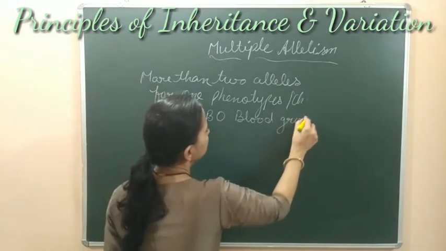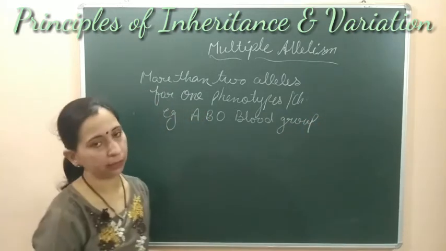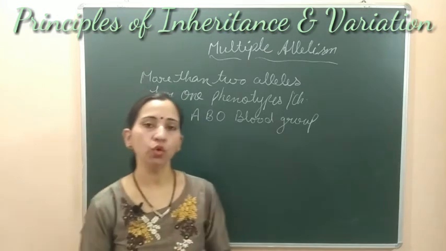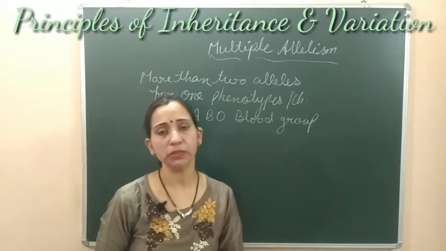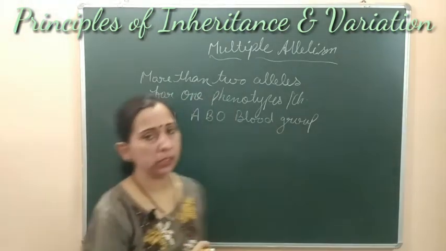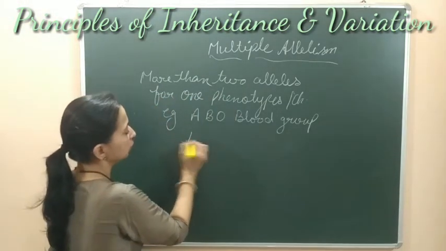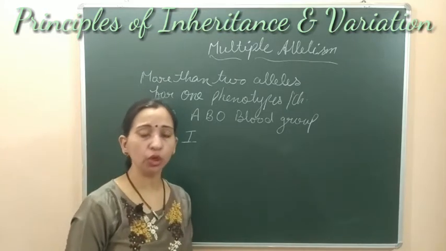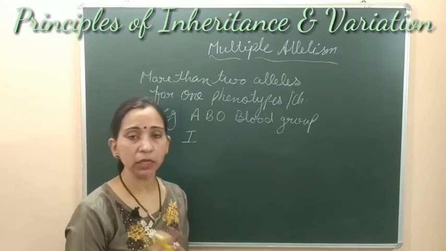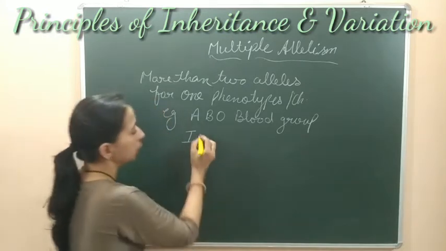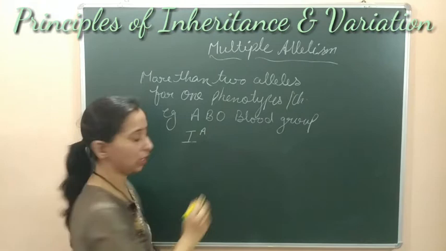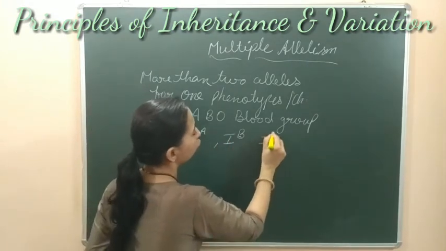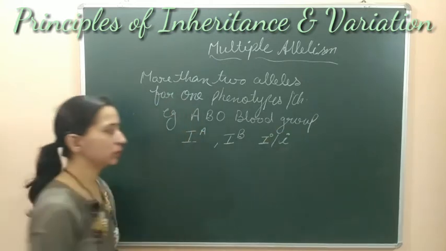Now let's see how we can say that the ABO blood group shows multiple allelism. In the case of human beings, for controlling this ABO blood group, three alleles are found. What are these three alleles? The gene I is responsible for controlling the human blood group, and this gene I is present in three allelic forms. The first is IA, the second allelic form is IB, and the third one is IO, or you can write it as small i also because it's recessive.